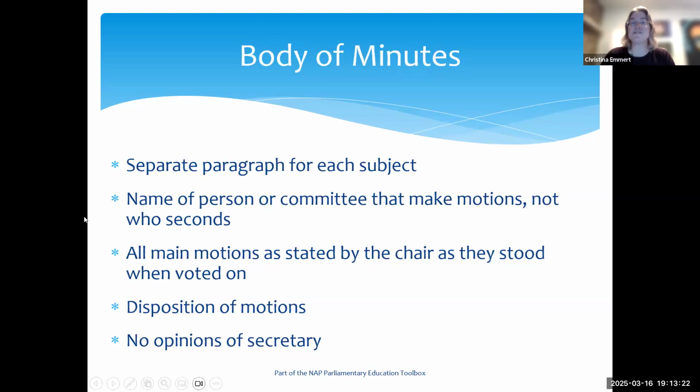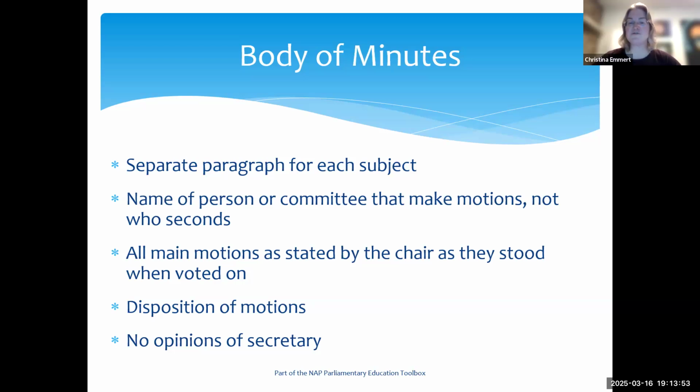In the body of your minutes, so after your first paragraph, you're going to put a separate paragraph for each subject. And so you may have reports, officer reports, committee reports, special orders, things like that. So a separate paragraph for each subject. The name of the person or the committee that makes the motions. You don't need the seconds unless, again, if your rules have special mention that you have to have the name of whoever seconds the motion. You don't have to put that second in there.